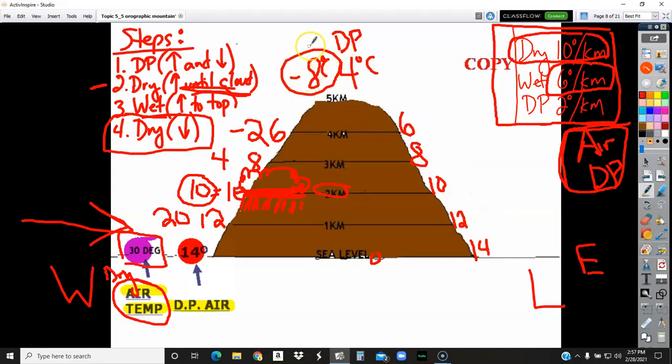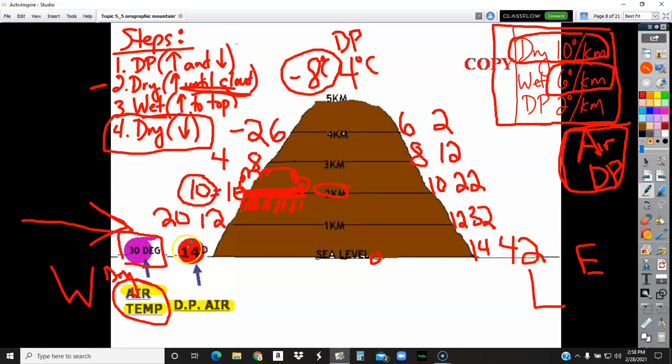Starting at the top of the mountain was negative 8. So negative 8 plus 10 would be, what, plus 2? 2 plus 10 is 12. Plus another 10 would be 22. Plus another 10 would be 32. And finally, over here, 42. Now, you say, wow, that was a lot of steps.